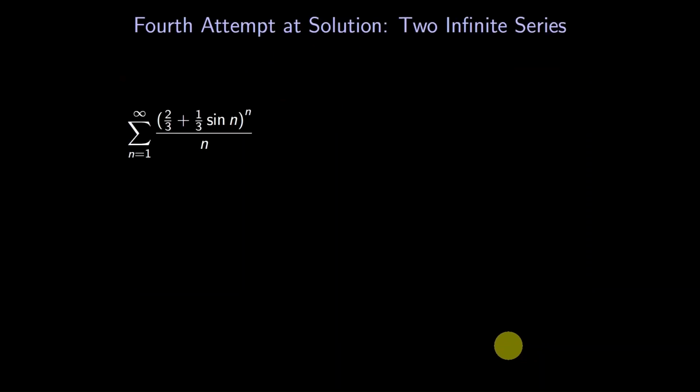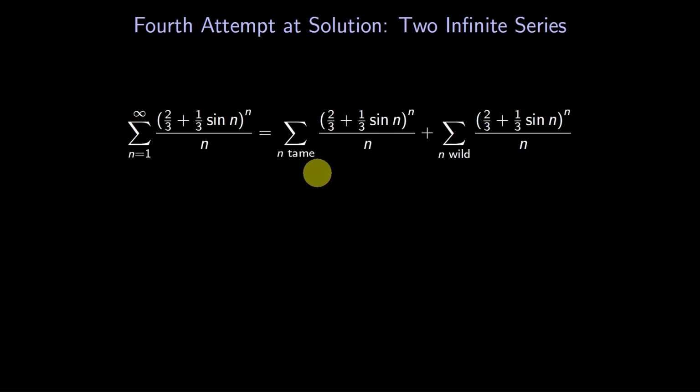Here is our original infinite series. We'll split it into two series. The first series will sum over the tame numbers. The second series will sum over the wild numbers. Because all the terms are positive, it's fine to rearrange the series in this way. Our original question turns into two sub-questions.